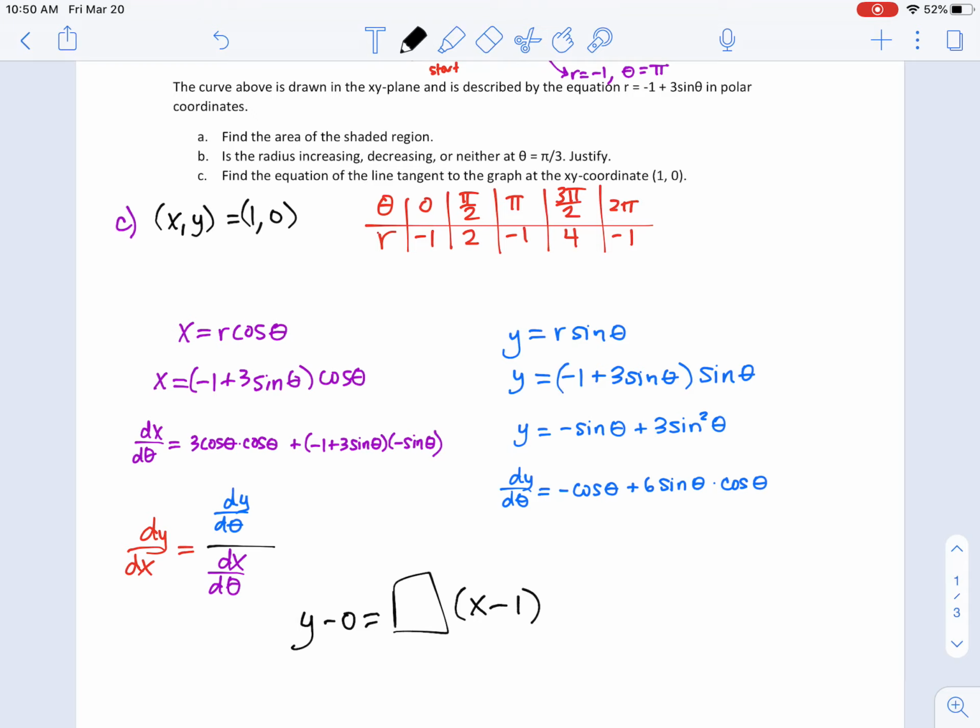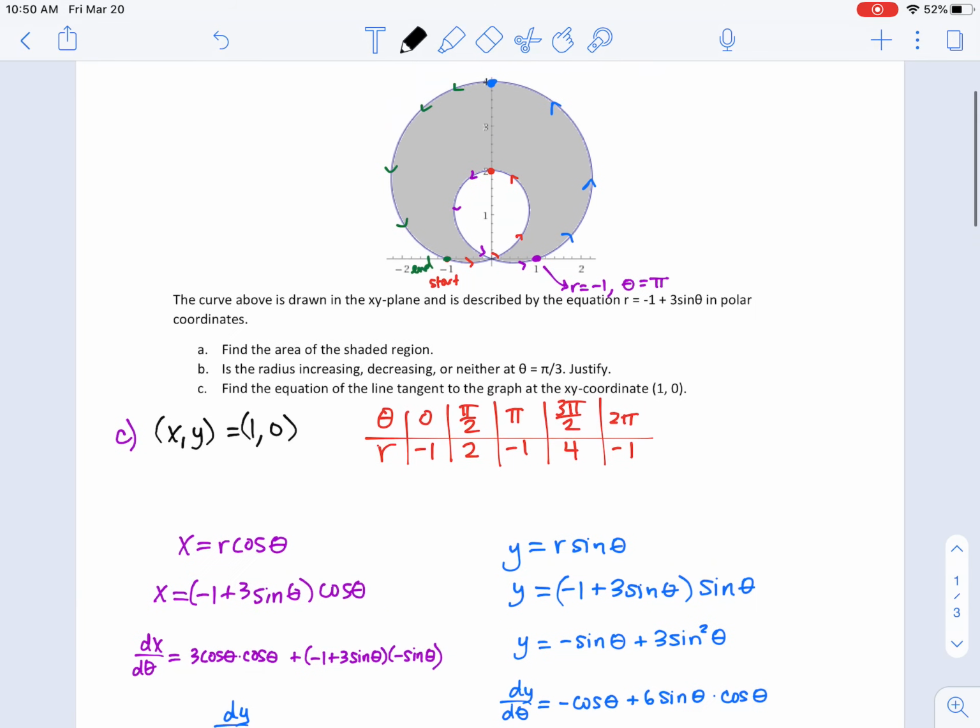So I think I did the rest on the answer key. I think the trickiest part is actually figuring out this r and theta. All right, thanks. Let me know if we need more help.